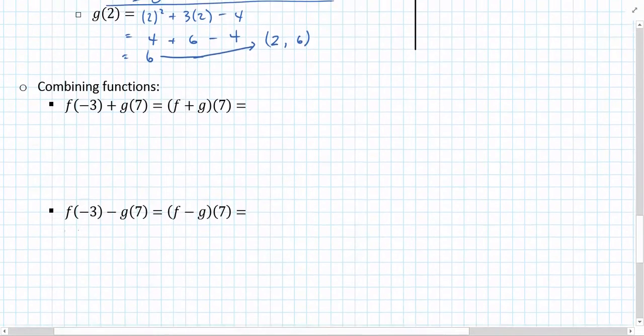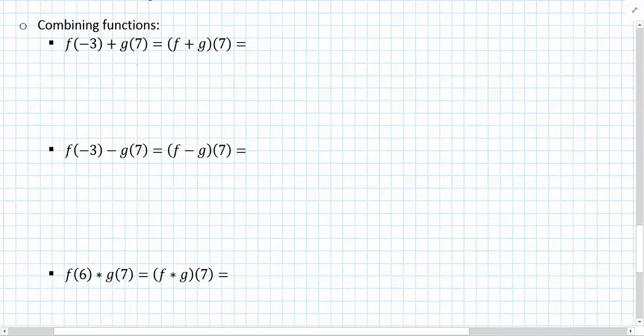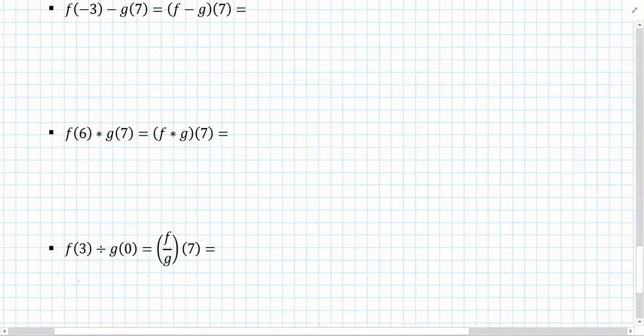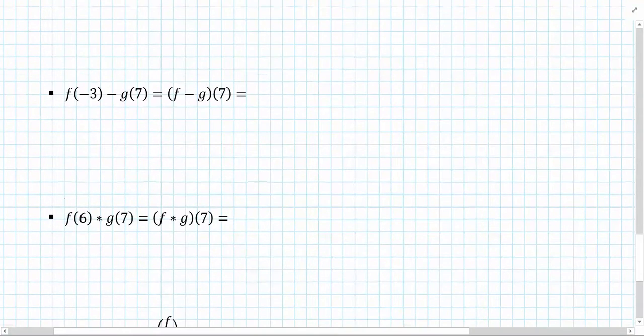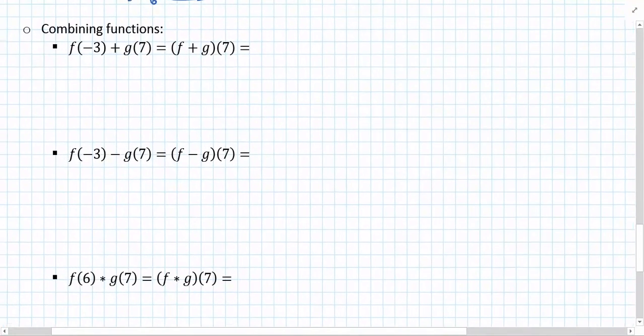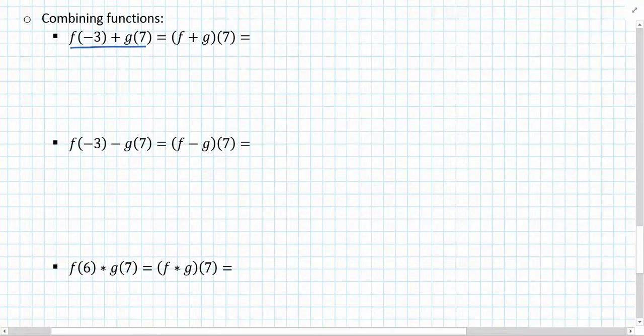Now, in addition to evaluating single functions, we should be able to combine functions with addition, subtraction, multiplication, and division, as well as some calculations that we call composition of functions. So in this first case here, we are being asked to find what f of -3 is plus g of 7. Now I'm writing it two ways in this video. This is one way to write that calculation, and this is another way to write the same thing.